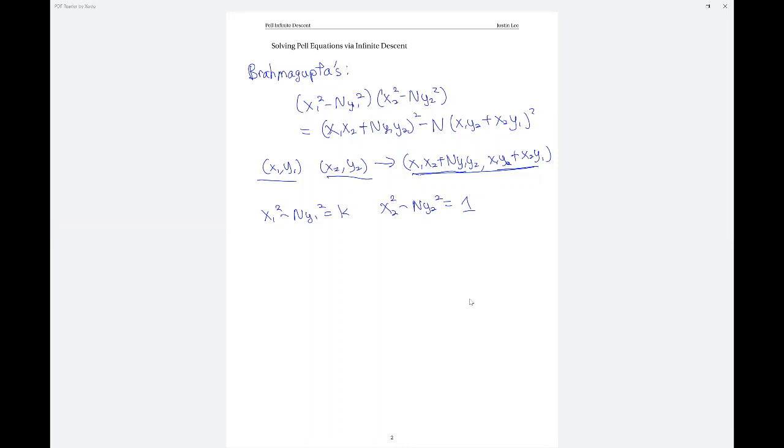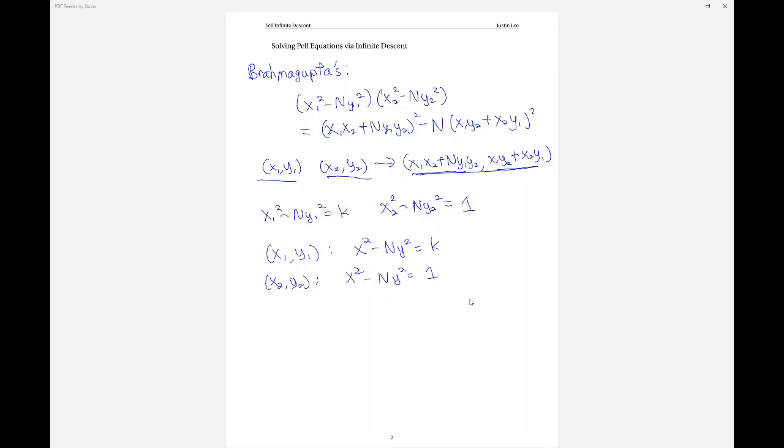As for infinite descent, you can apply the same thing in reverse. So let me be specific here. Let x1, y1 be a solution to our general Pell equation, x squared minus n y squared equals k. And instead of getting a larger solution, let's get a smaller solution. So let's also use the same x2, y2, which is the solution to the proper Pell equation that will help us apply Brahmagupta's.